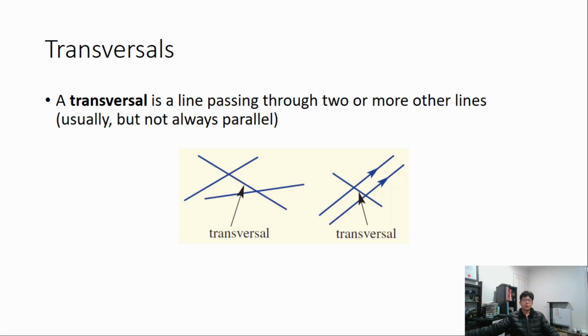The next keyword we need to know for today is transversals. A transversal is a line that passes through two or more other lines, and they are usually but not always parallel. So the transversal here will be that line here that is passing through these two lines. And in this case here, the transversal will be that one here, because this one is the one passing through the two parallel lines. So just take note of that and make sure you don't forget this.